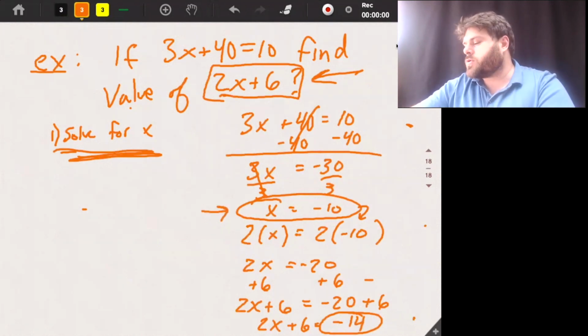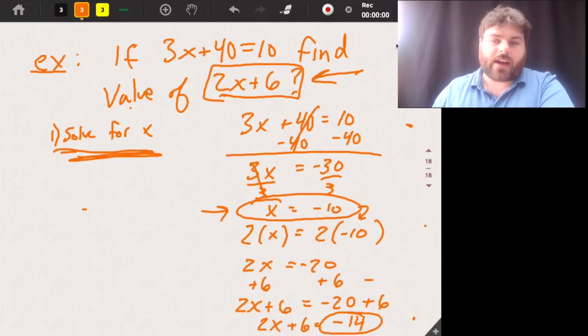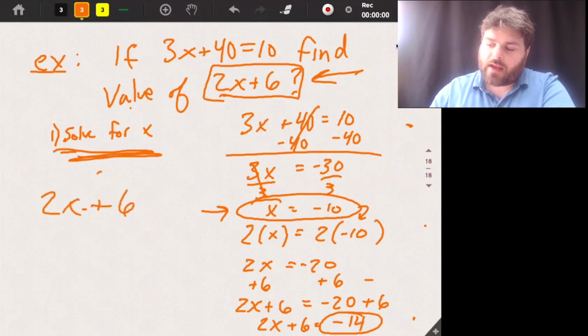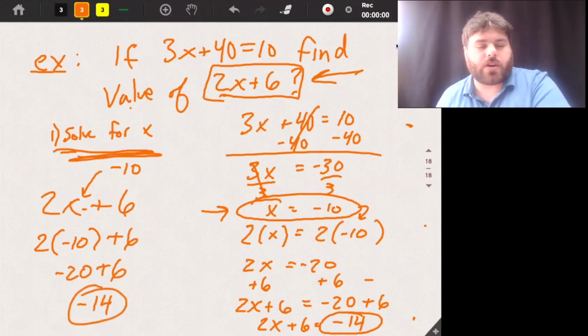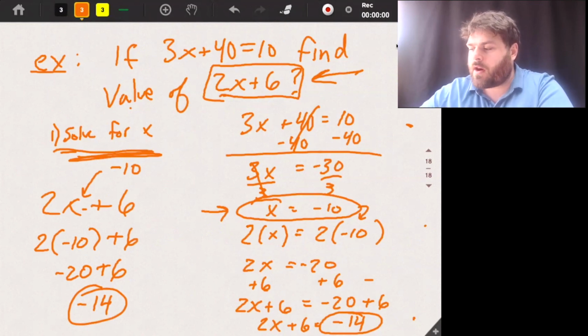Now I know this seems strange, because really once I have x solved for, I could have just plugged it in. I could have just taken this expression here and plugged in negative 10 for x. That would give me 2 times negative 10 plus 6, negative 20 plus 6, which is negative 14. Sure, that's an easier way, but this kind of shows you what we're doing here, because there's some examples when these variables, the ACT can force you to do it a certain way.